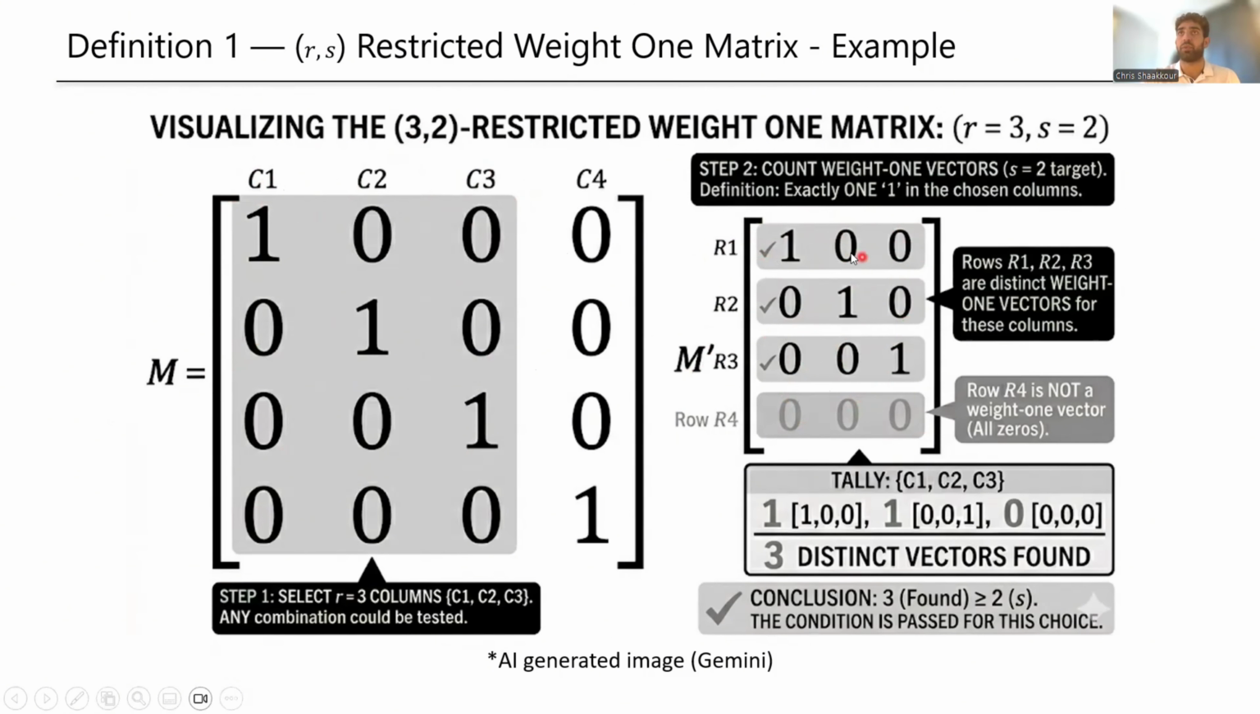So we have 3 of those, and an RS restricted weight 1 matrix says that there has to be greater or equal to S, which is 2 in this case. So we have found 3 out of 2. So this one is a 3 by 2 restricted weight 1 matrix. If we take a look at this, we can also say that it's also a 3 by 3 restricted weight matrix. If we take any two columns, we can get three unique rows where only one weight is active, only one test is active.